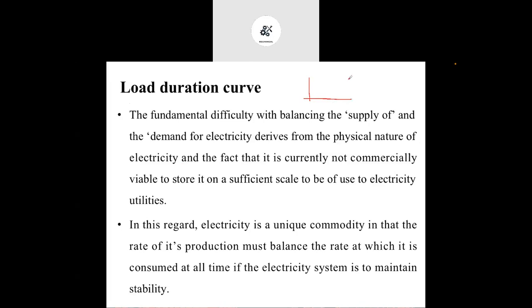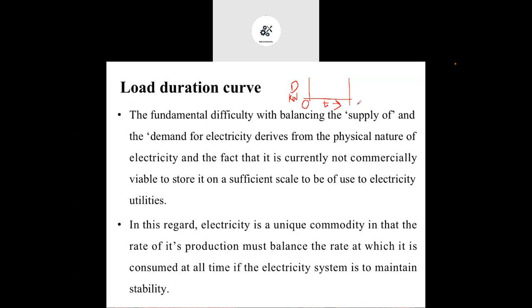Now consider, for one day, if you want to draw the load curve. Consider there is a residential building, or one particular house. It has different demands during different times of the day. If for one day you want to draw the load curve, in that case we are going to take time on the x-axis and demand on the y-axis. The unit of that particular power may be kilowatt hour or just kilowatt.